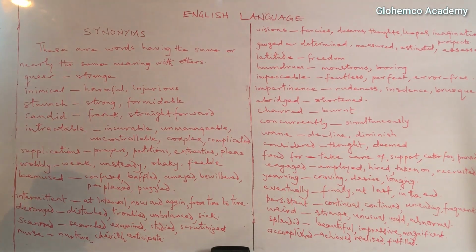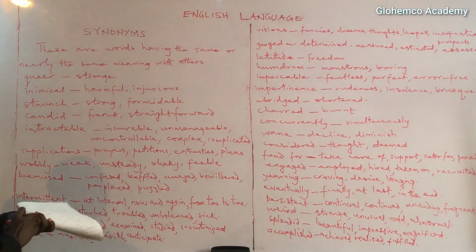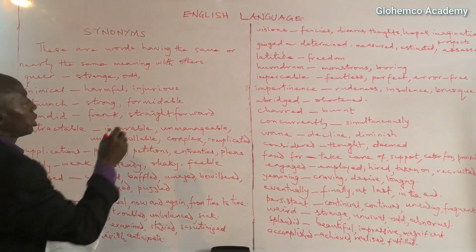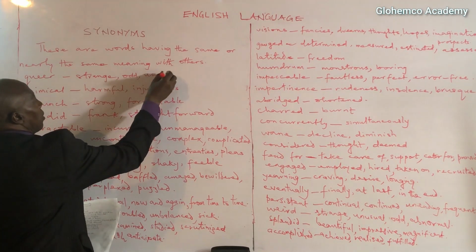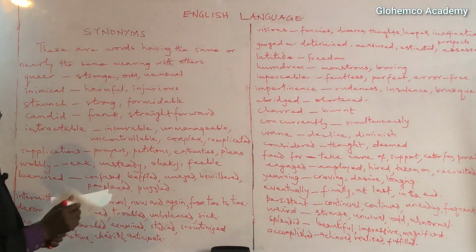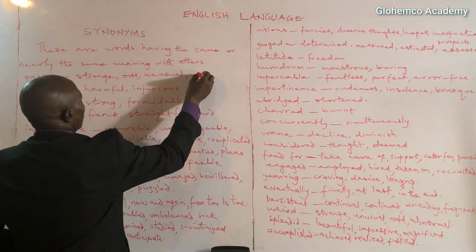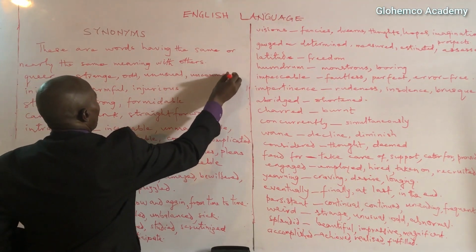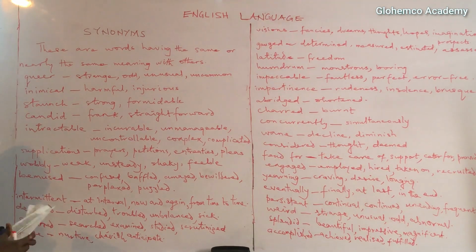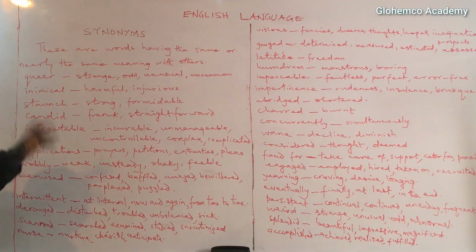Queer is strange, something odd, something unusual, something uncommon. That is queer. Now, the next one, inimical. Inimical means harmful or injurious. Then we have staunch. Staunch means strong.